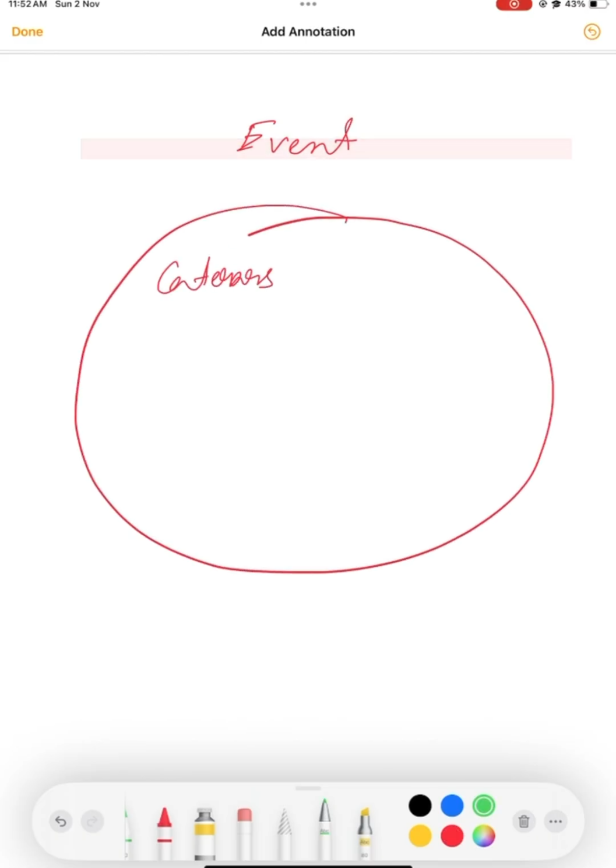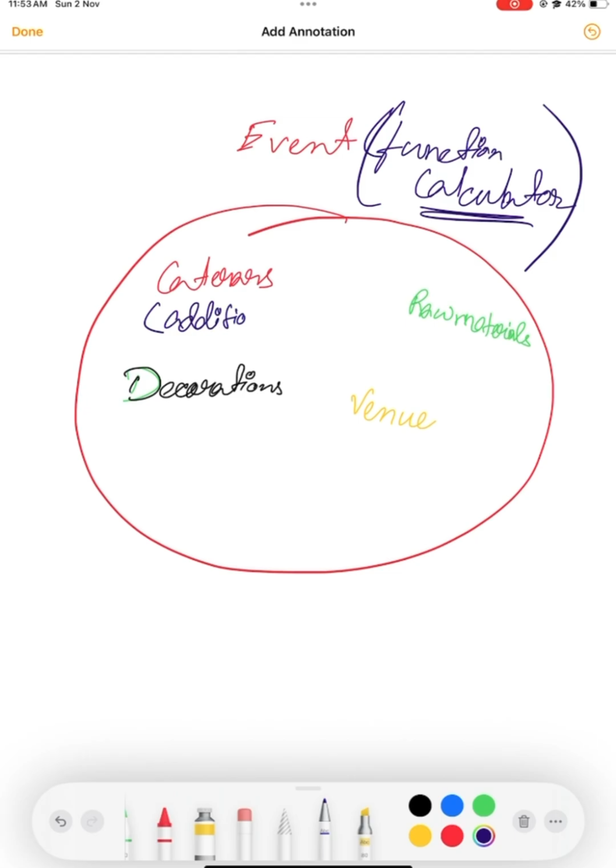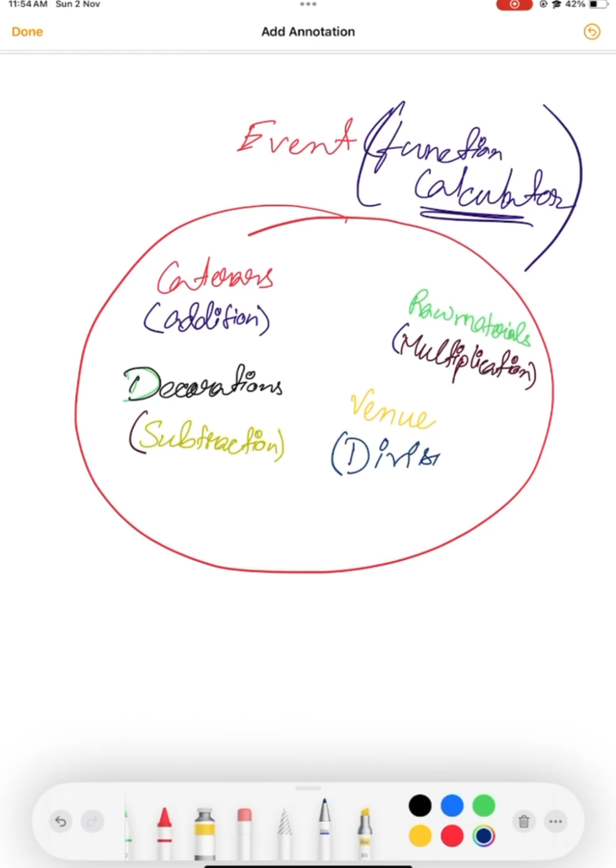like the caterers, the raw materials which are used for food, the decorations, the venue. Replace the event with a function calculator. Likewise, the calculator performs different operations. Replace the caterers with addition, raw materials with subtraction, venue with division.